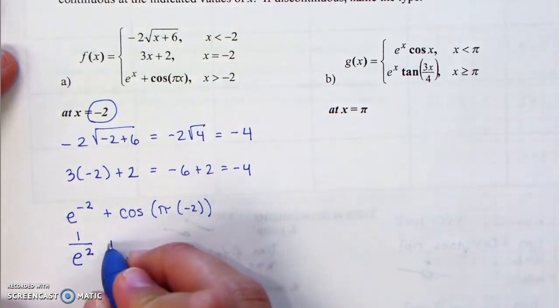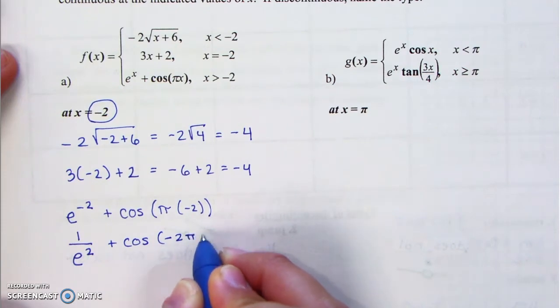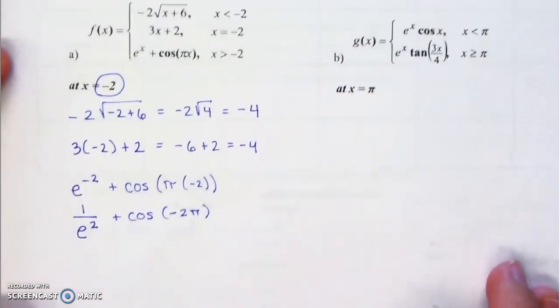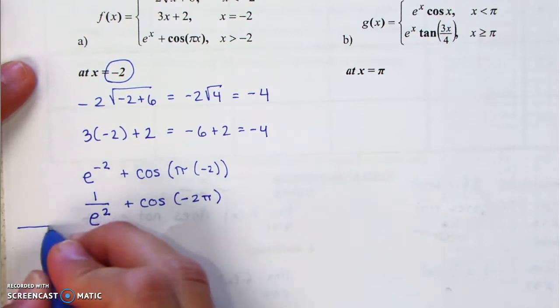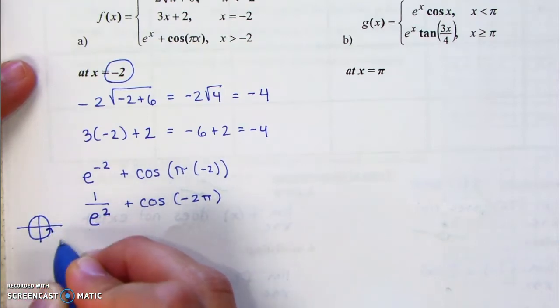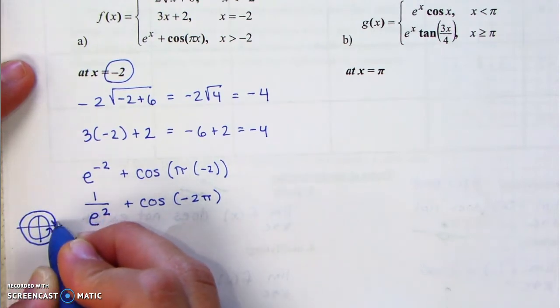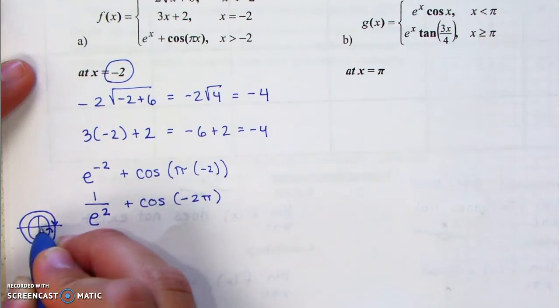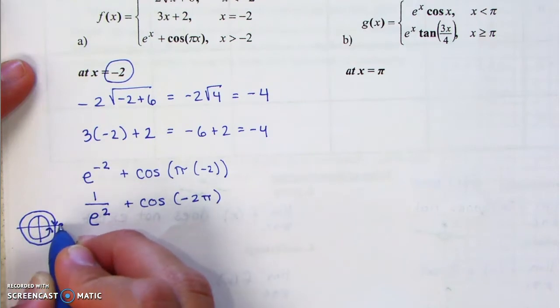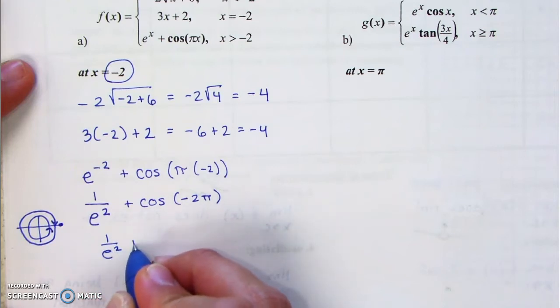Now the cosine of -2 pi, really, but -2 pi is the same as +2 pi. So let me do my little unit circle here. +2 pi would go like this, and -2 pi just means you go in the other direction, but you end up at the same spot. So what's the cosine on the unit circle? What's the x value here? It's the number 1.